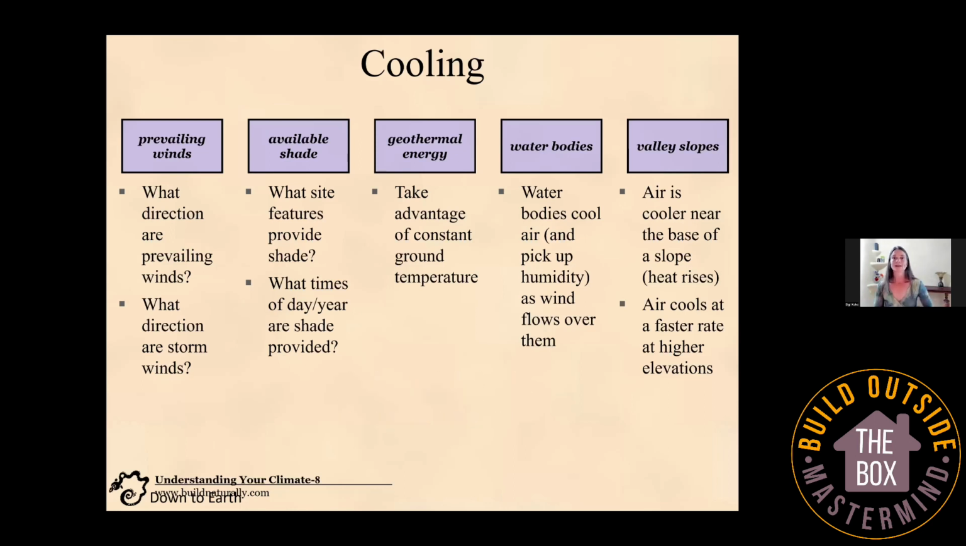You're also going to look for available shade. You're going to look for water bodies. The way that the ground slopes. So when you have a valley, often you have cool air dropping down the slope in the evening. If you're trying to cool, that is beneficial. If you're trying to stay warm, that's not beneficial. So you might move where your building site is located, depending on your relationship with these site features.